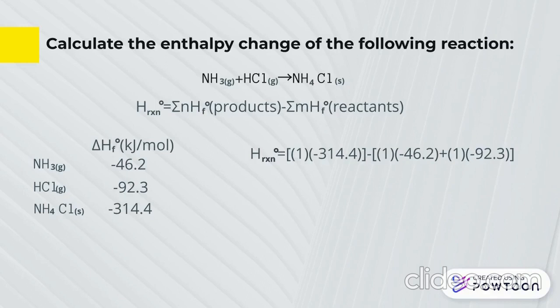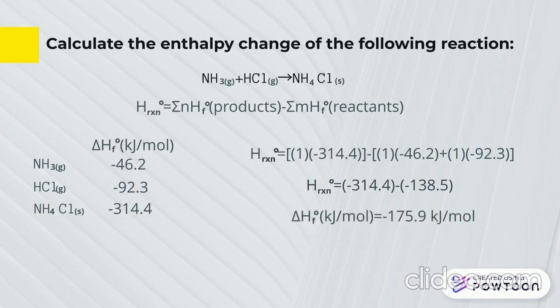Now that we plotted all the values onto the equation, we can now simplify each side. Now here, you have negative 314.4 on the product side minus the summation of the reactants, which is negative 138.5. And now, we have the enthalpy of reaction of this chemical equation, which is negative 175.9 kilojoules per mole.